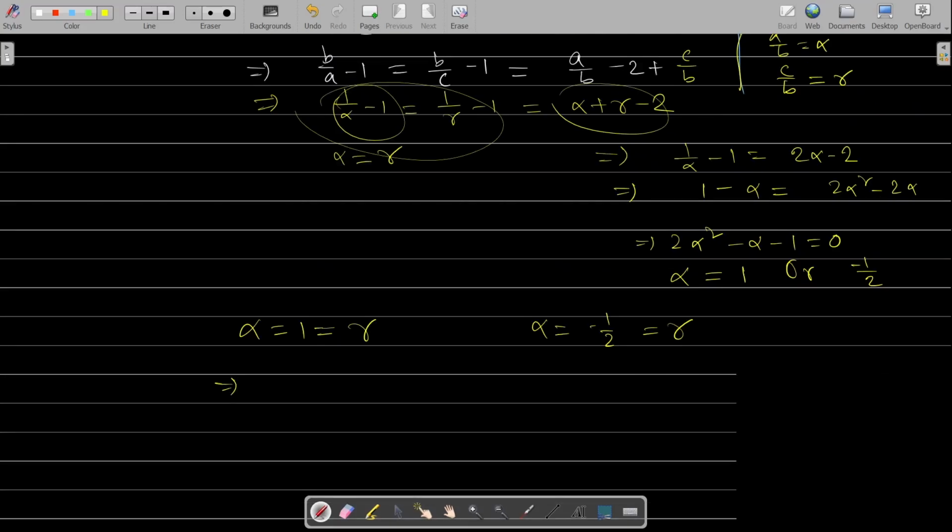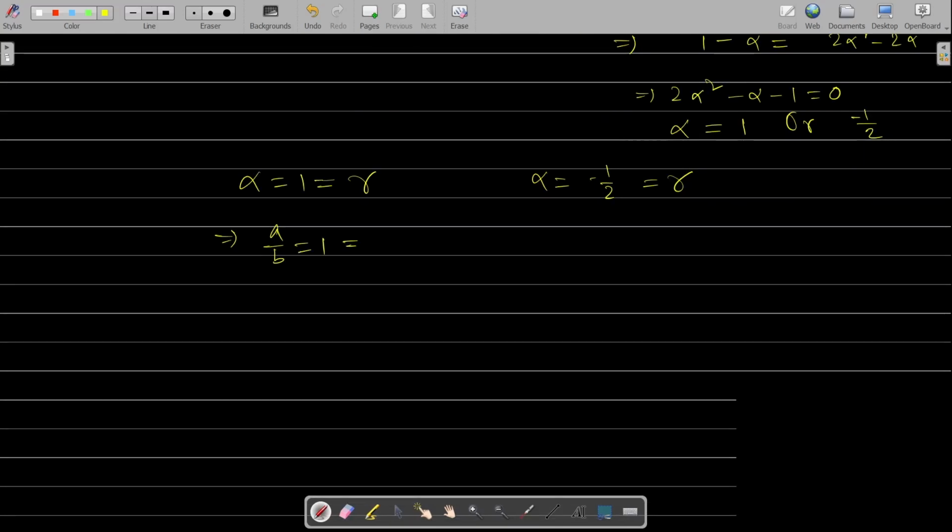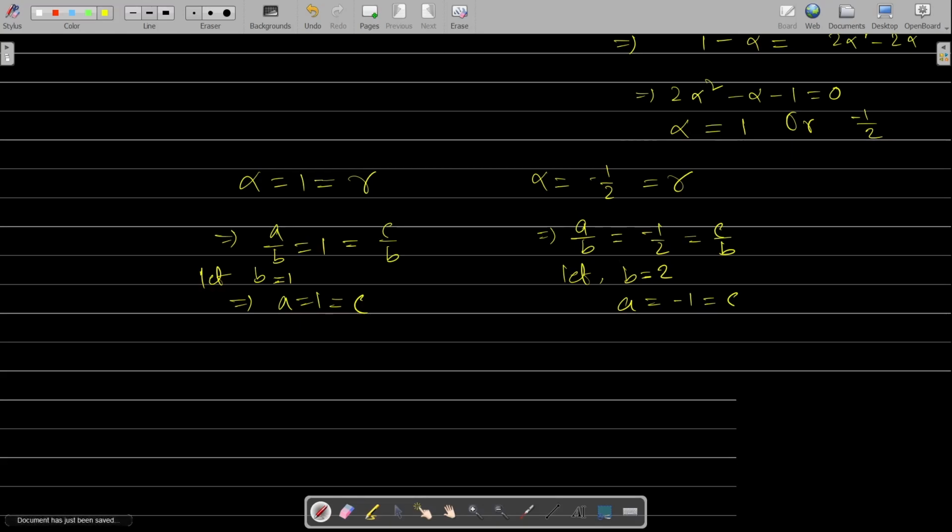Now alpha is by definition a by b, and gamma is c by b. So a by b is 1 is equal to c by b. That also holds here. Just assume b to be 1. Then from this equation a is 1, and so is c. From the other, let b be 2, then a is minus 1, and so is c. So we get two solutions, one where a is 1, so is b, so is c, and this is basically zeta 1.